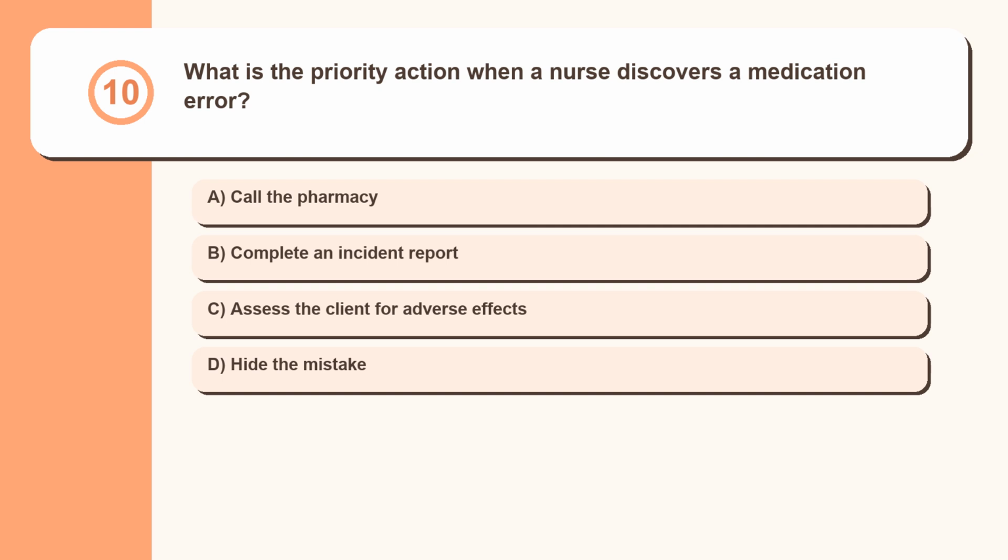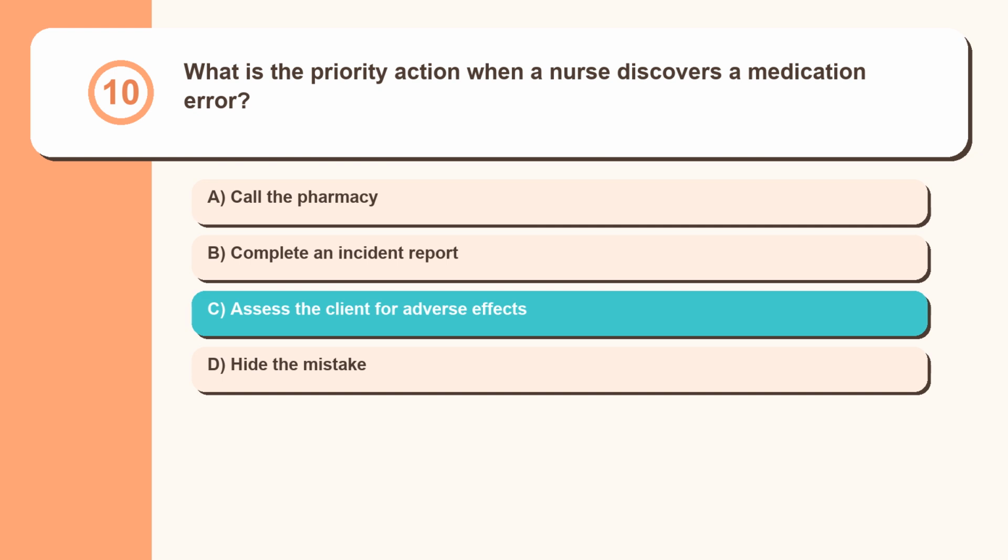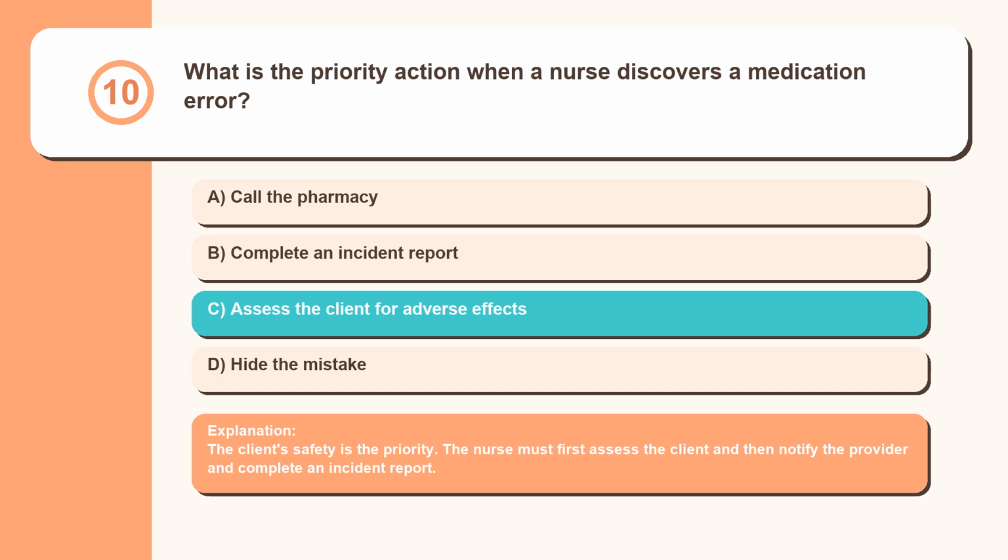Question 10. What is the priority action when a nurse discovers a medication error? Call the pharmacy. Complete an incident report. Assess the client for adverse effects. Hide the mistake. The client's safety is the priority. The nurse must first assess the client and then notify the provider and complete an incident report.